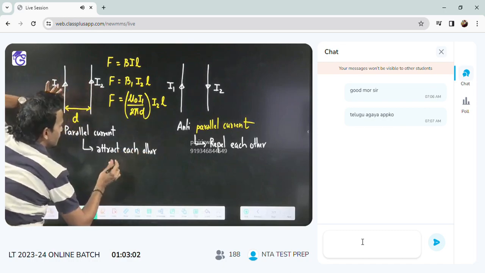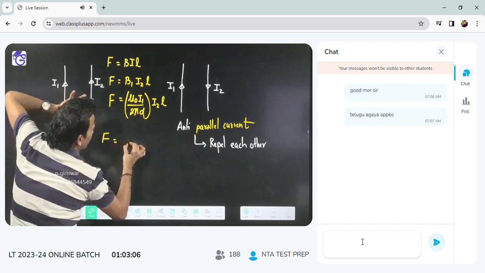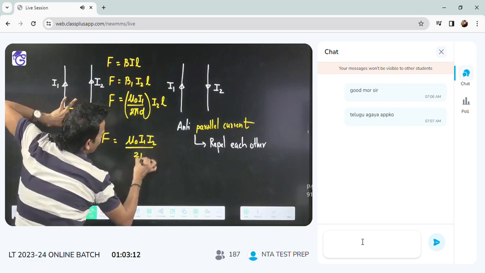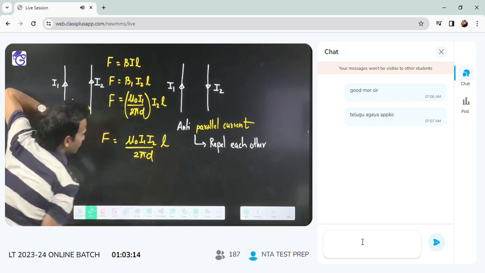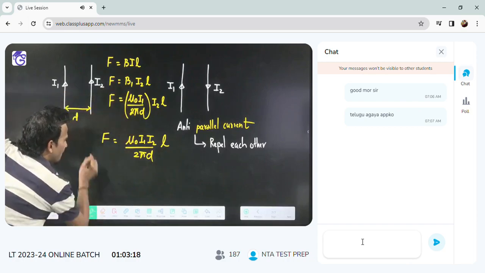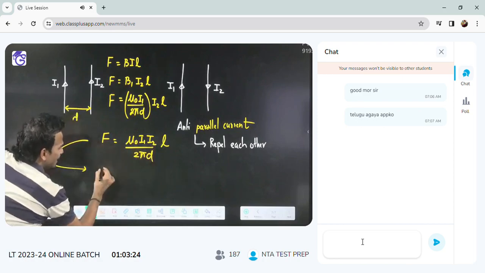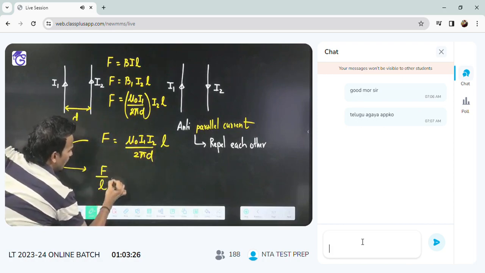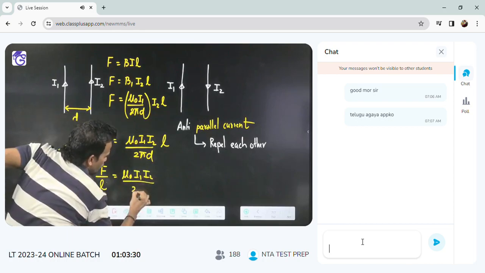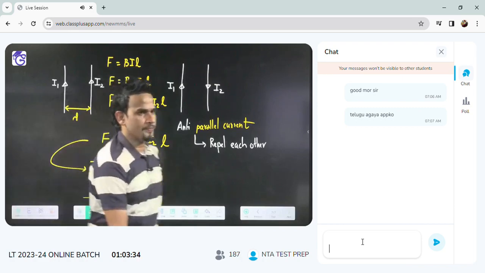If you arrange it, the final value of force will be F = mu naught I1 I2 by 2 pi d into L. This is the force of attraction or repulsion between the two wires. But many times they ask for the force per unit length, so you can bring the length over here. Force per unit length will be mu naught I1 I2 by 2 pi d. This is the force per unit length between the two wires.